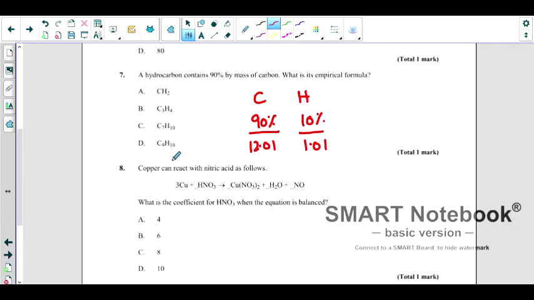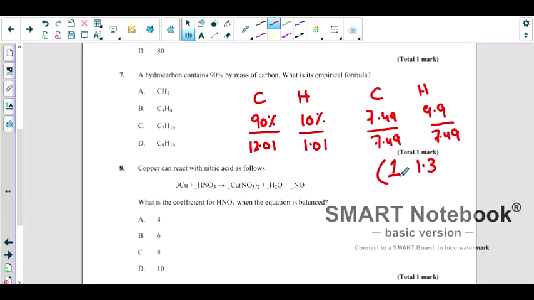When you divide, you get this much for carbon and hydrogen. Carbon will be around 7.49 and hydrogen is around 9.9. Dividing both by the smallest one, you get this will be around 1 and this is around 1.3. Now we want to times it by a common number so it becomes a whole number. We times it by 3, so we get what? C3H4. The answer should be B.